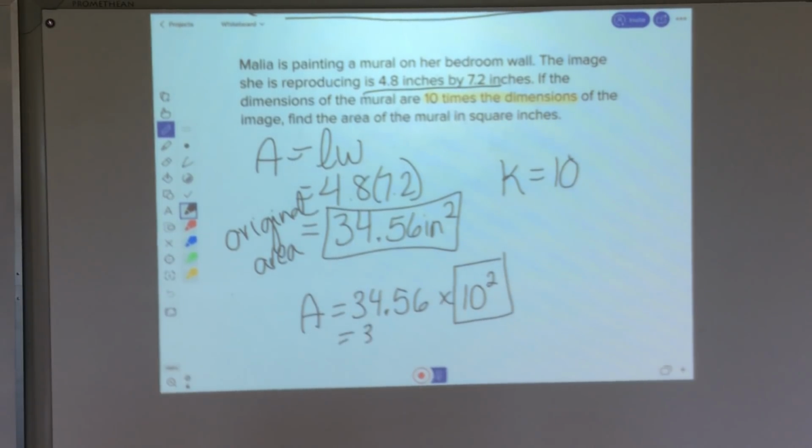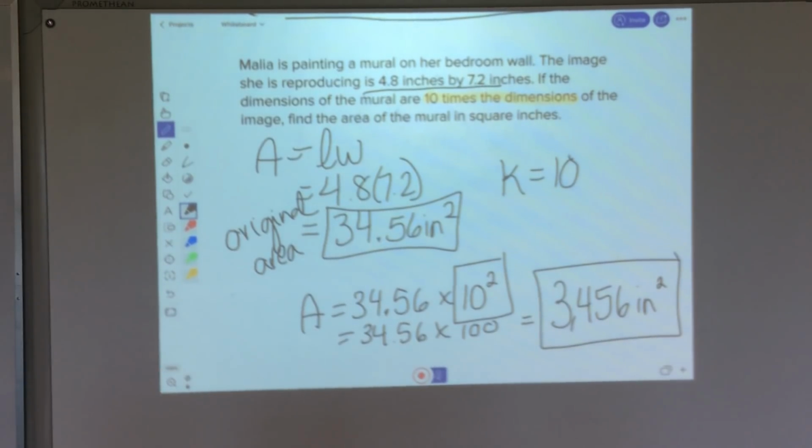So we're going to take 34.56 times 100, which gives us a final area of 3,456 inches squared. Okay, so the mural actually has an area of 3,456 square inches.